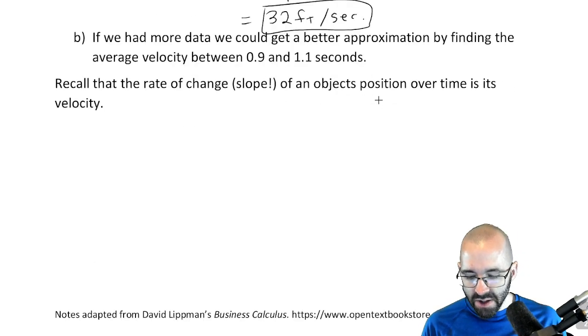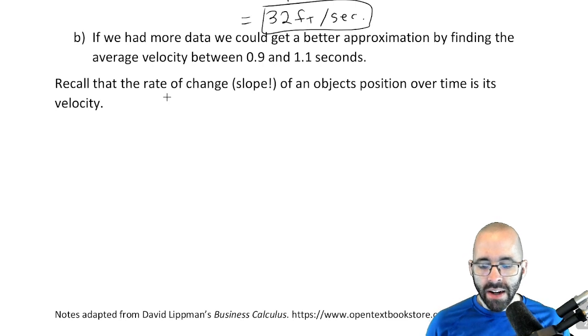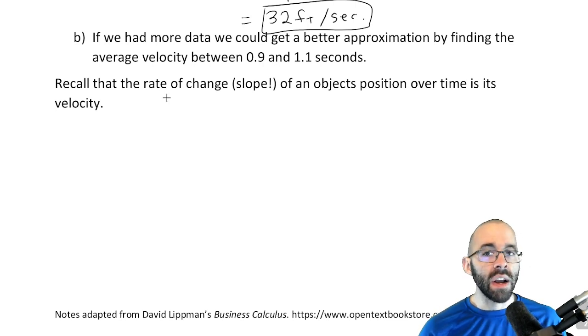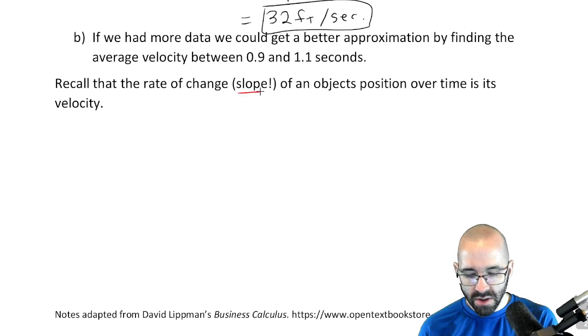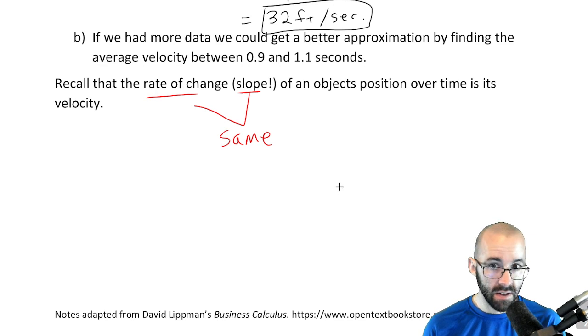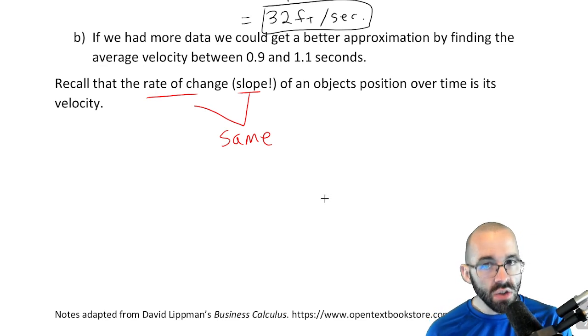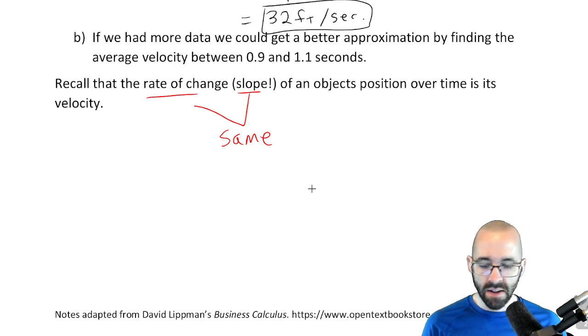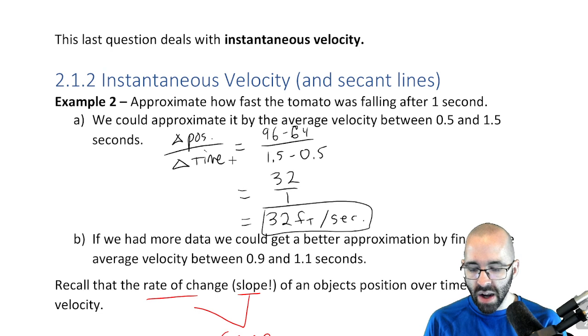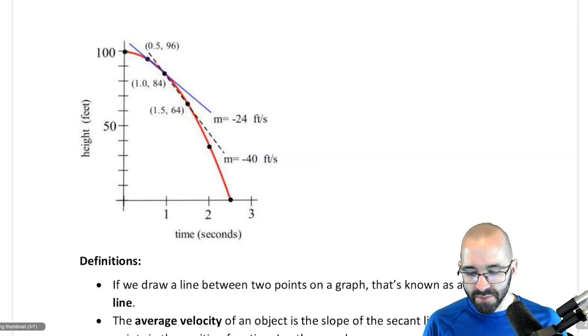Okay? So remember that the rate of change of something is the slope. Anytime you see these two words, these mean the same thing. Rate of change is slope. So the rate of change of an object's position over time is its velocity. And that's why this average velocity looks like this.